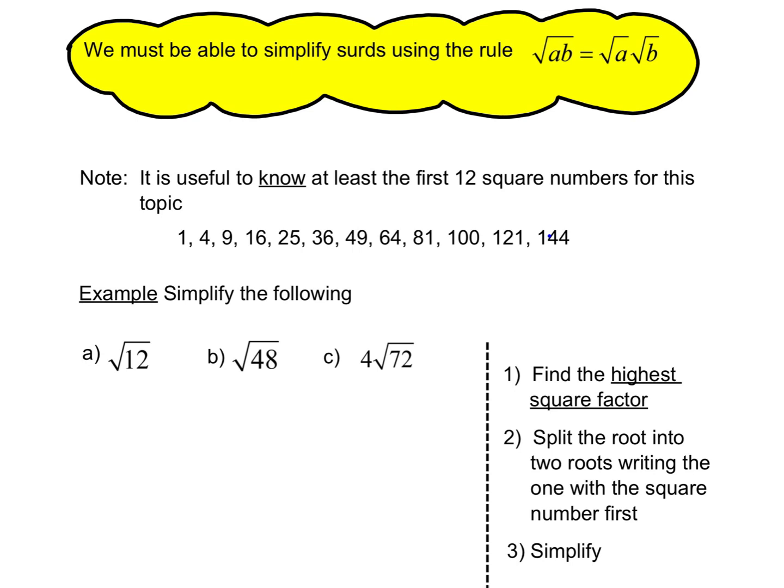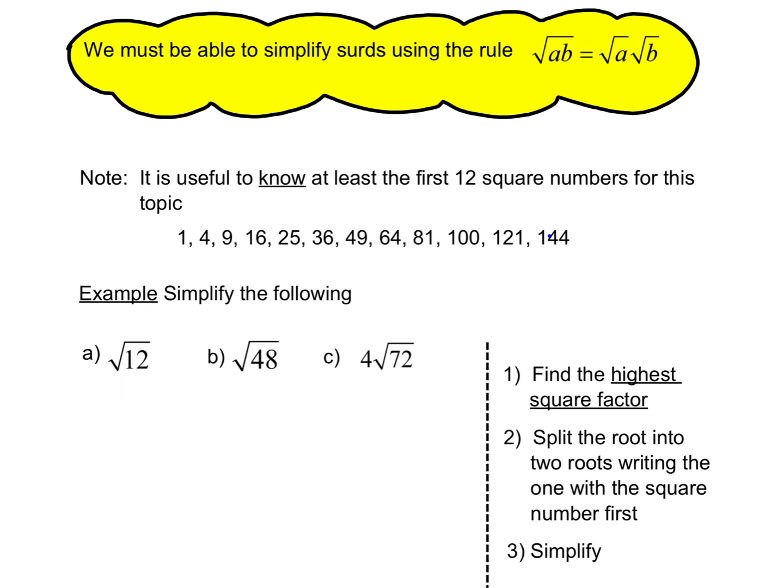It's a good idea, if you're getting stuck on one of these questions, to quickly write these out at the top of your page, and then you can use that in the way I'm going to show you. So we'll start off with the square root of 12. Now the first step for simplifying a surd is to find the highest square factor. So the highest one of these numbers that will divide exactly into 12. In other words, the highest one of these that's a factor of 12.